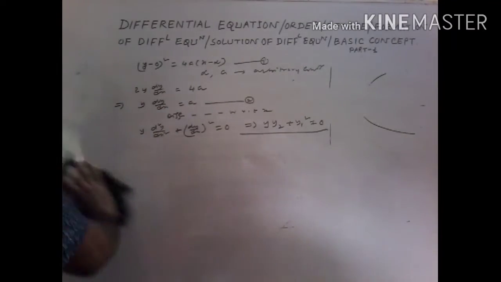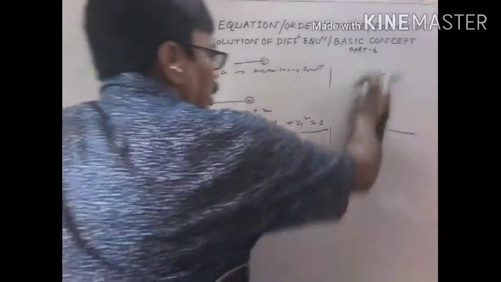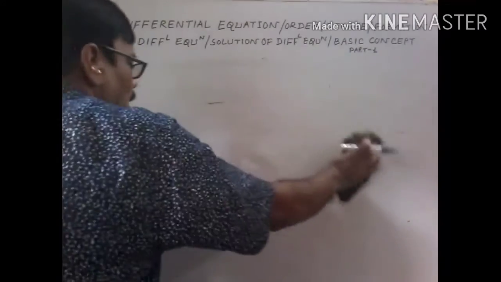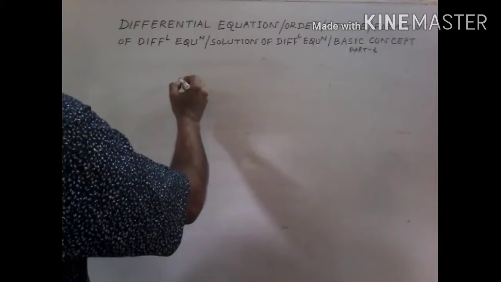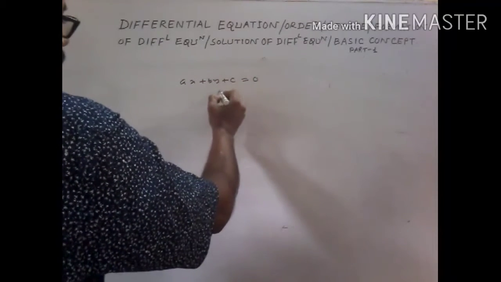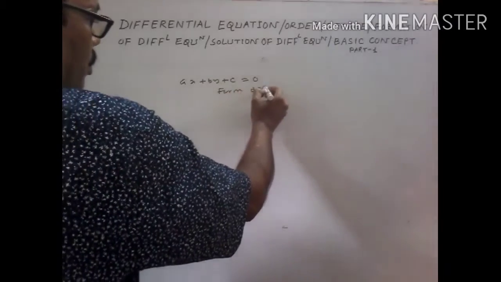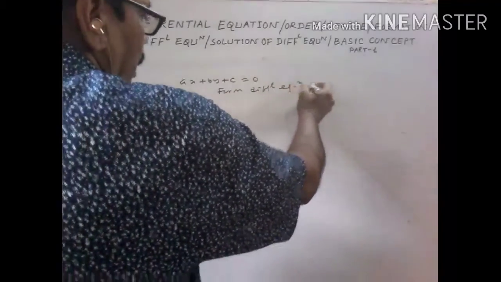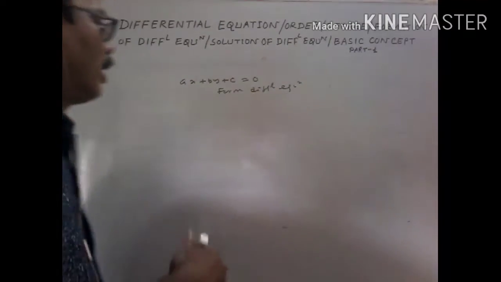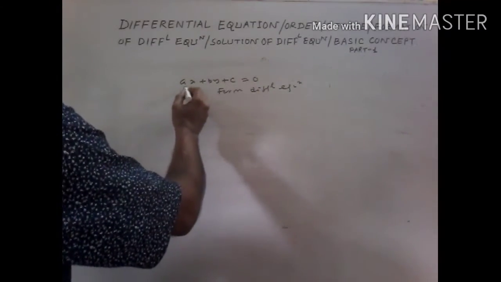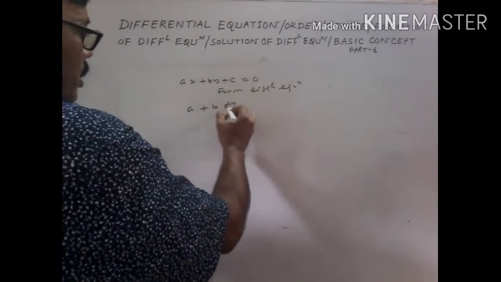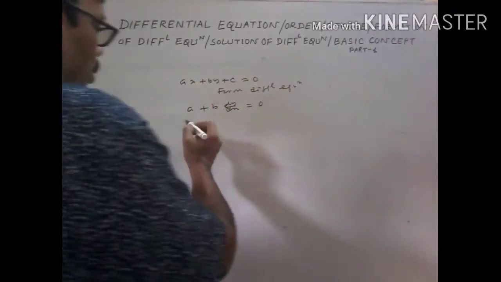Now, write the relation and eliminate the arbitrary constants. Now, ax plus by plus c equals 0, find its differential equation. A, B, C are arbitrary constants. Now, three constants. So, if we take the derivative, a plus b dy/dx equals 0.